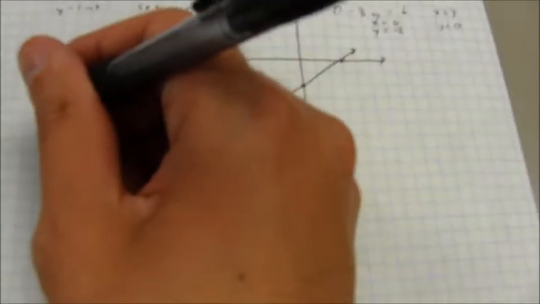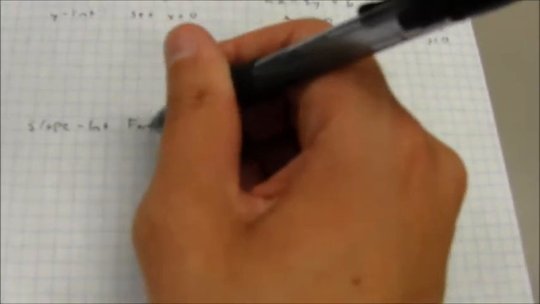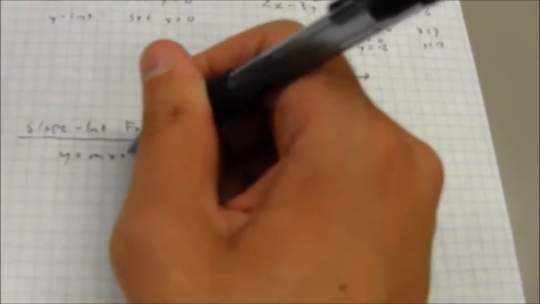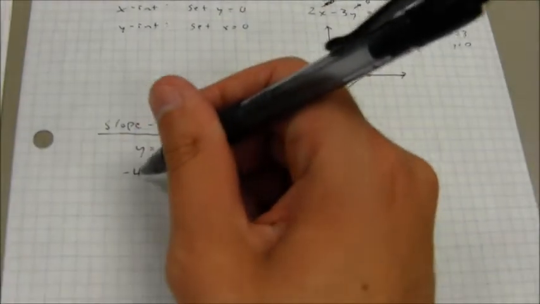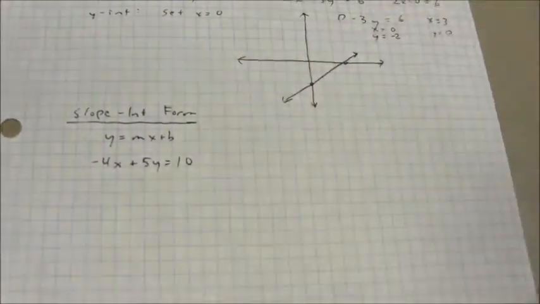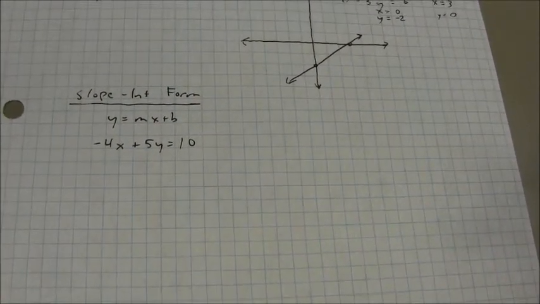Of course, I can also use slope-intercept form, and that is also known as y equals mx plus b form. That's the basic equation for graphing. A lot of times you're going to get equations that aren't written in that form. So for example, if I've got something like negative 4x plus 5y equals 10, I basically need to solve for the y variable here.